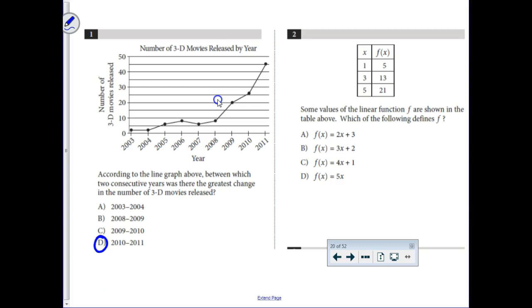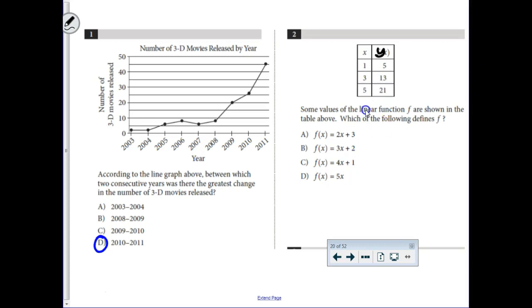All right, number 2. We have x and f of x. Now, don't forget, f of x is just a very fancy way of saying y, so you have an x, y table. And this is a linear function. Which of the following defines f of x? So they just want to know which one of these functions would work for these ordered pairs.